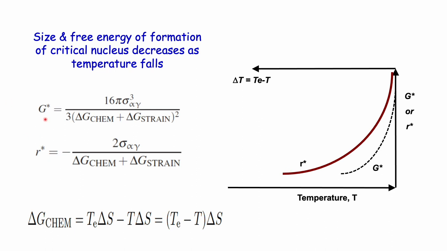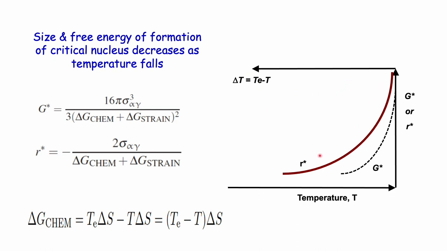So take this equation here. This is the equation we discussed before. So the G star, R star, linked with the critical value, linked barrier and also critical size. Both cases, you can say in these two equations, there's no clear parameter linked with the delta T. But in reality, if you remember this equation, delta G chem equals TE minus T multiply delta S. TE minus T is the delta T, is the driver force. That's the reason if you consider this delta G chem is a function of the delta T, then you will automatically understand the minimal particle size and also the minimal energy barrier for the nucleation. In both cases, they change with the delta T.